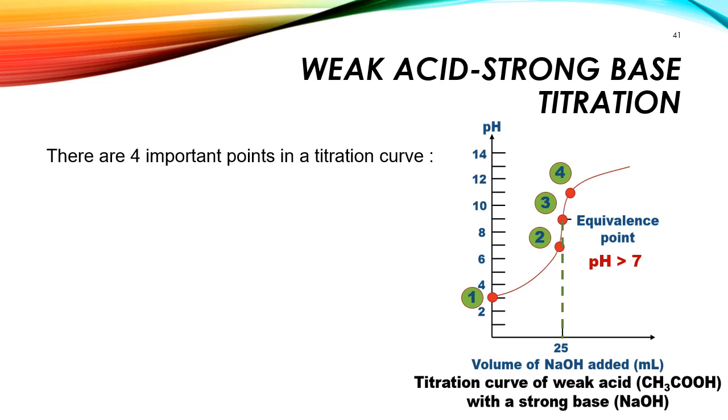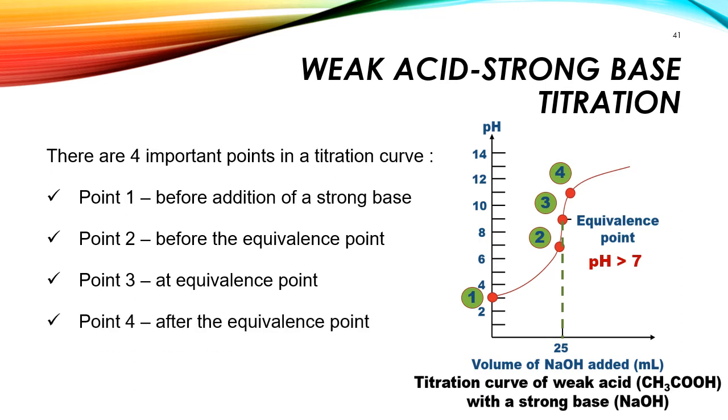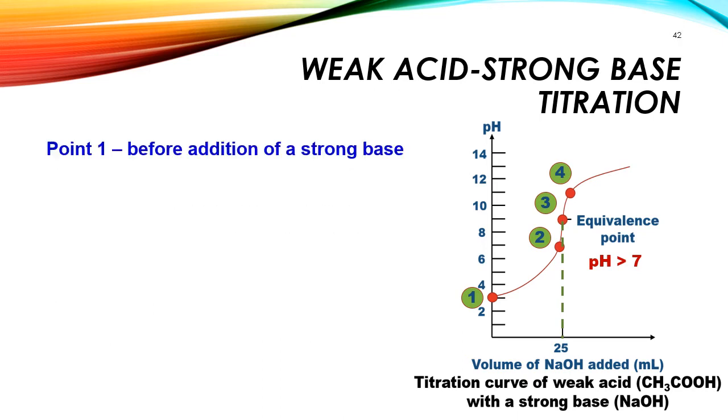There are 4 important points in the titration. Point 1, the point before the addition of a strong base. Point 2, the point before the equivalence point. Point 3 is the point at the equivalence point, and point 4, the point after the equivalence point. Let's start with point 1.